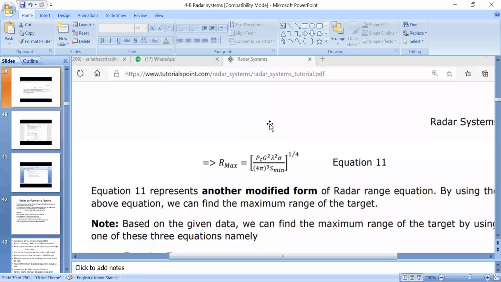And simply by writing an effective aperture formula in terms of effective aperture, you are modifying the standard form of radar range equation, then you are deriving the modified forms of radar range equation. That's it.